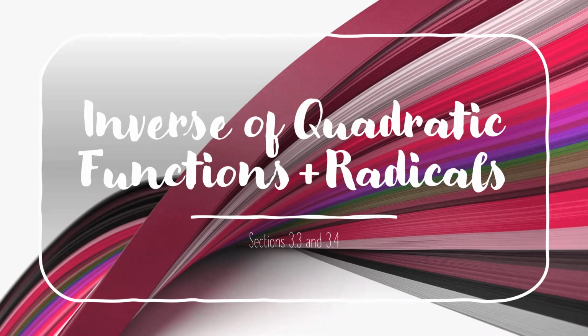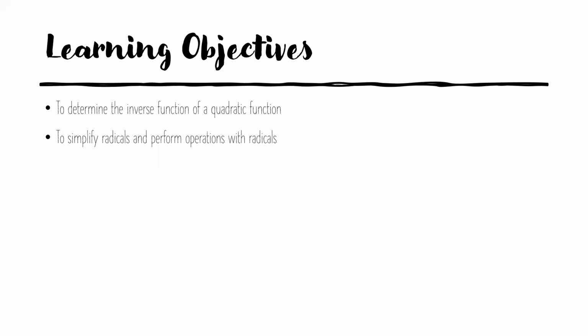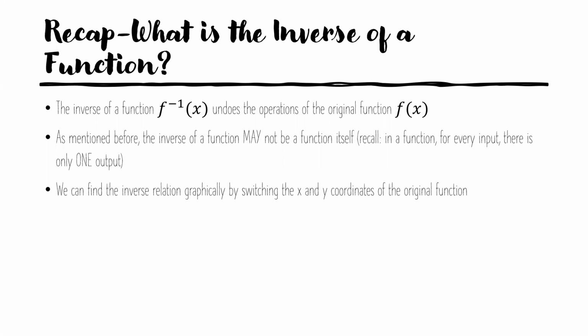I know you already saw the PowerPoint for this lesson yesterday, but I'm just making a video lesson for today. What we're going to learn is how to find the inverse function of a quadratic function, which at the very beginning shouldn't look too different. We're still following the same idea as before. The only difference is that we have to consider the restrictions, and we're also going to be looking at radicals and how to perform operations with them.